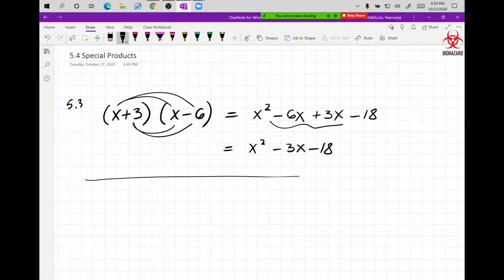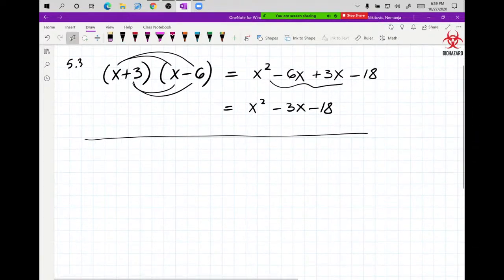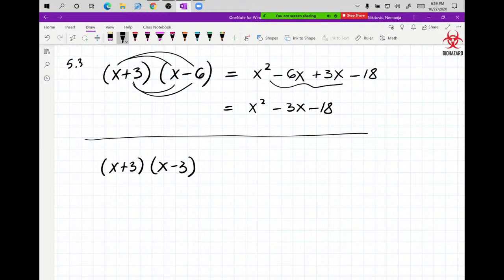Now, I can take a look at the problem x plus 3 times x minus 3. This problem looks exactly the same as the previous problem. It is binomial times binomial. And you know how to multiply this. All right, go ahead and multiply this one. Let's see what it simplifies into at the end. So 18 seconds on the clock. Go.